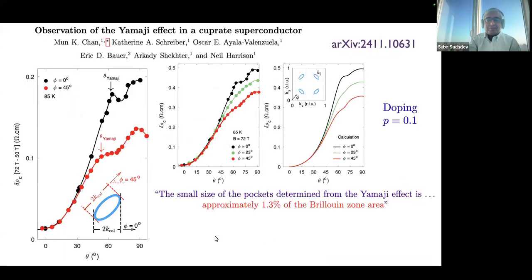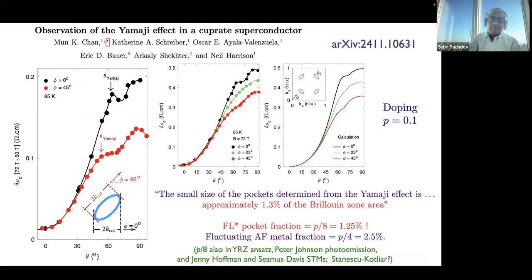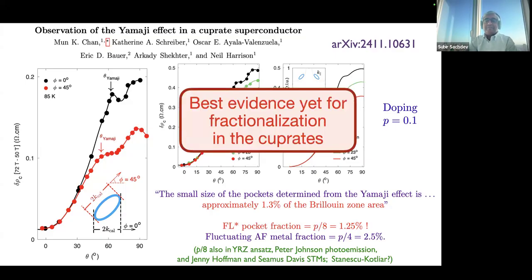All right, so now I can go back to this 1.3%. And of course, I was very happy to note that P over 8, the value we predicted, is 1.25%. And it's very different from the values in the other theories for the pseudogap. Okay, so one can say, and this P over 8, as you have seen, is really a consequence of the many-body entanglement. There's no simple state you could get from density functional theory or Hartree-Fock that has this area. It's just not possible. So this is really the best evidence yet for fractionalization in the cuprates.